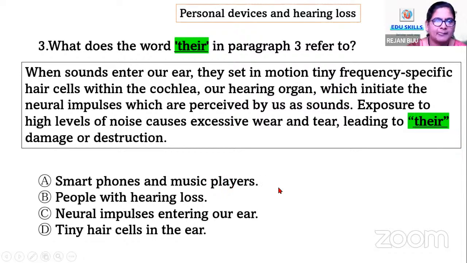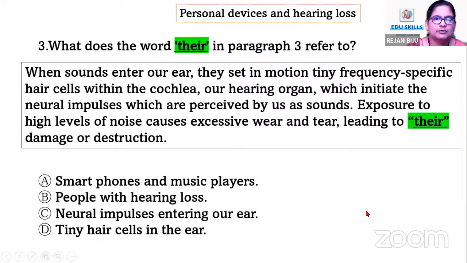Is it clear? Clear now. Smartphone and music players are given in the previous part of the paragraph, so we have not chosen it. That is not the answer. Again, that is not an organ, it cannot wear and tear. Okay, next, people with hearing loss. People with hearing loss is a person, and this particular sentence is not speaking about a person. Then neural impulses, we have already eliminated. Now the answer is D, tiny hair cells in the ear.